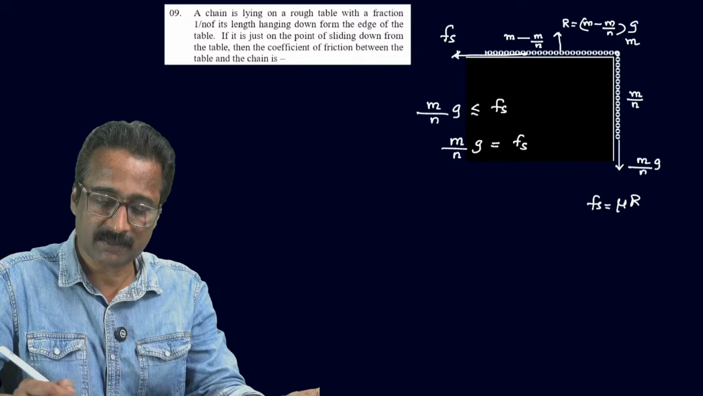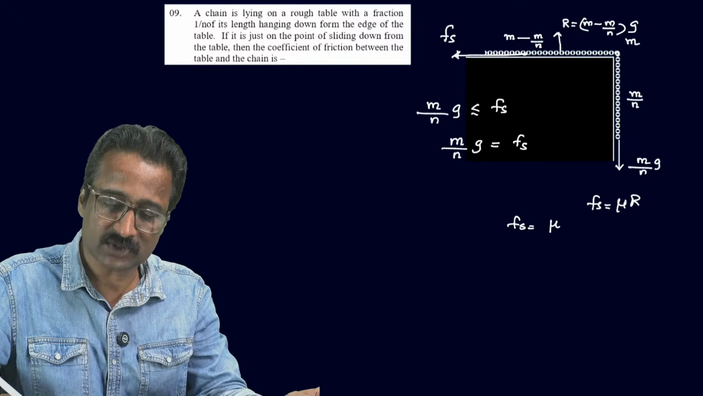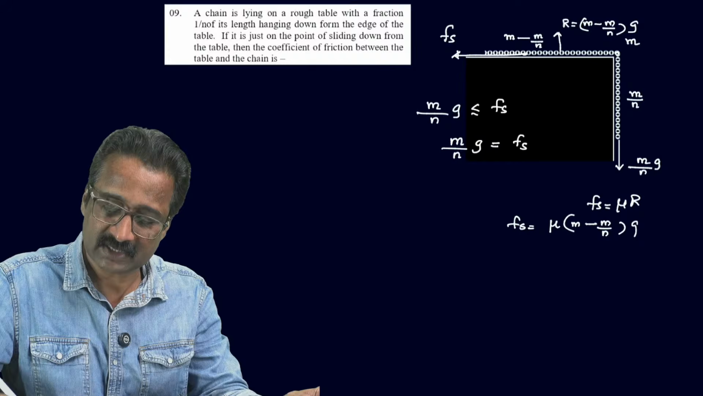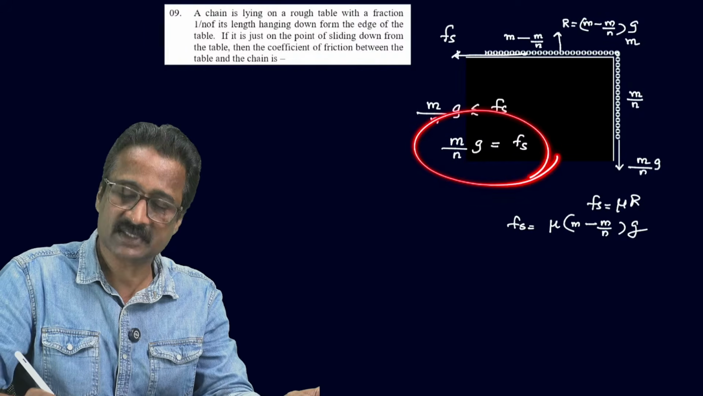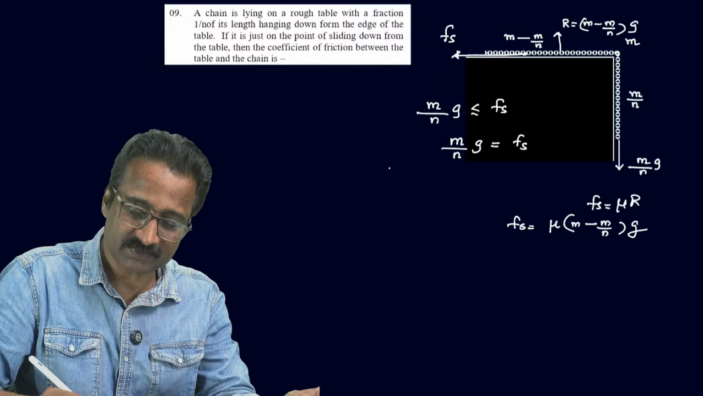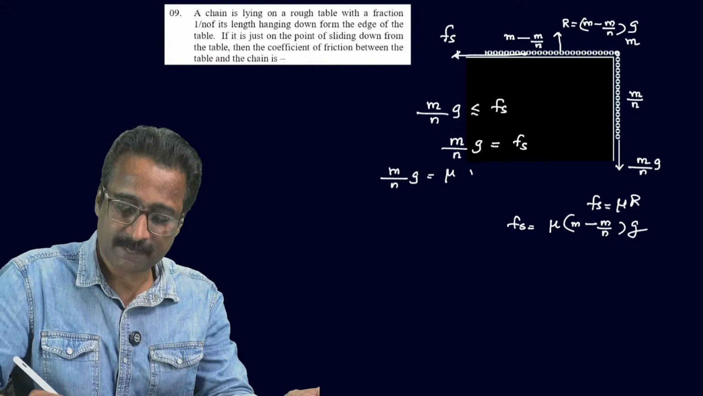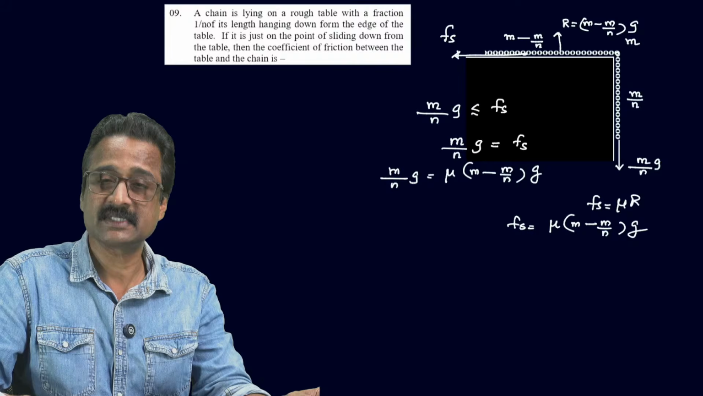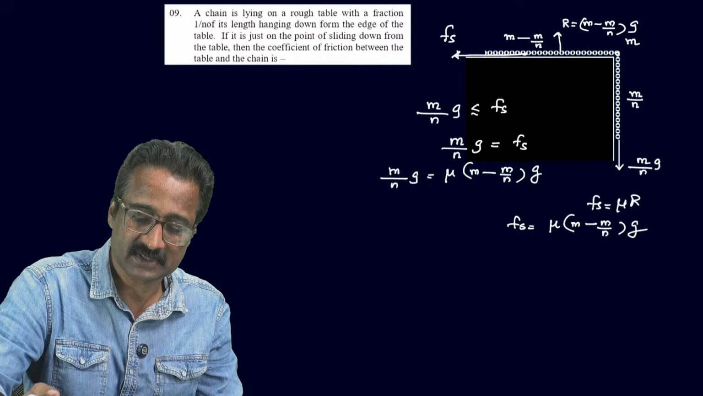Okay, now let me put that value of R here. I'll rewrite Fs. It is mu into m minus m by n, that into g. That is Fs. Now going back to the condition, you know that m by n g must be equal to Fs. So here is my final step. M by n, that into g, is equal to Fs, which is mu into m minus m by n, that into g. Now there are several terms I can cancel. M is common, I'll cancel it. G is also common, I'm going to cancel it.